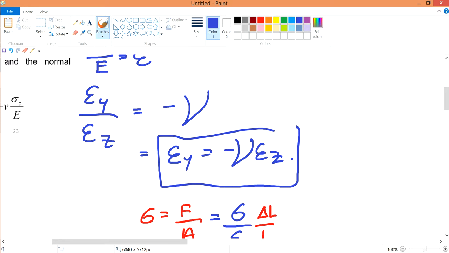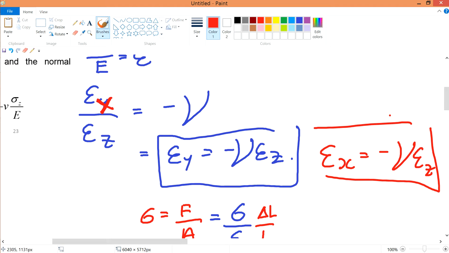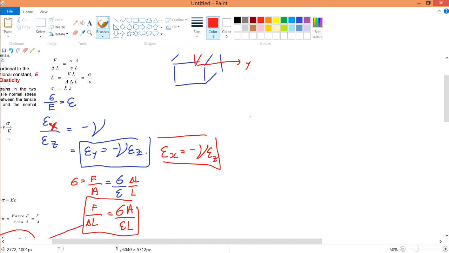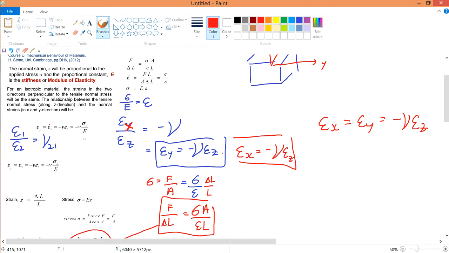Same thing if you were to have strain X and strain Z, for example. Then I'll have a similar equation. Instead of Y, I'll have strain X. And this explains why your strain X is equal to your strain Y is equal to minus Poisson ratio times strain Z, which is exactly this equation over here.